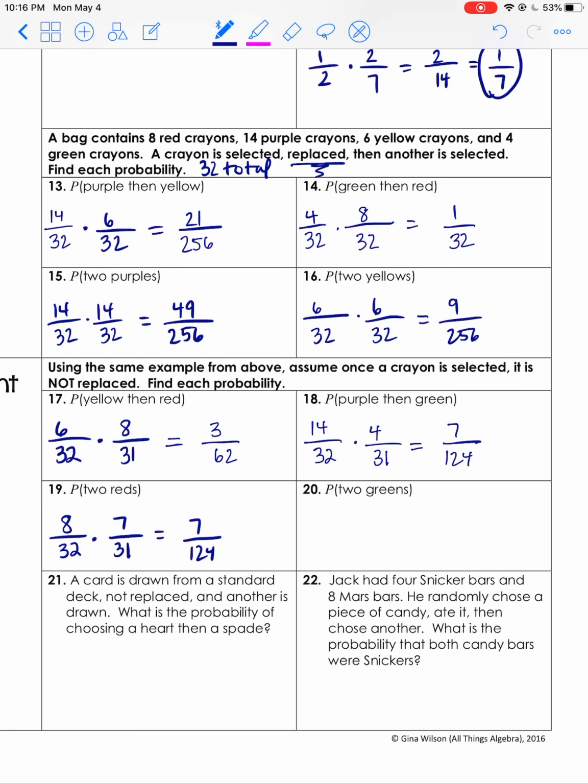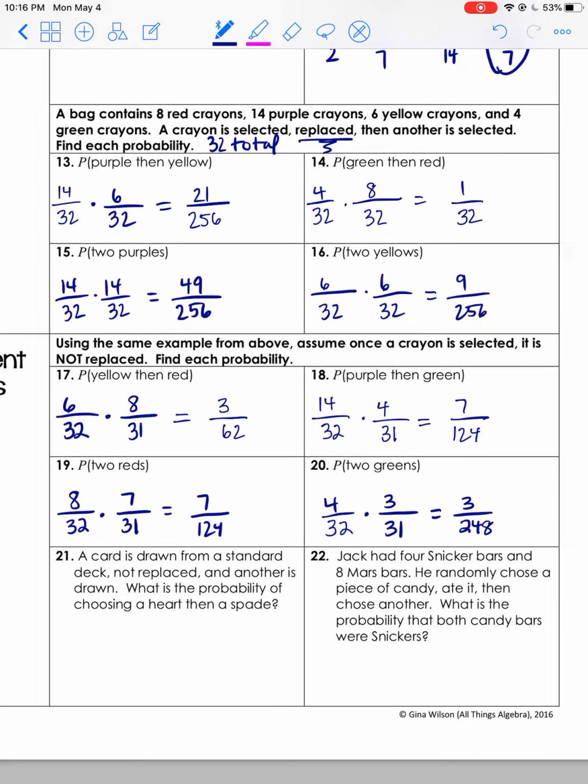Same thing for the 2 greens, right? Your first green is 4 out of 32, but then you don't put it back, so your second green is 3 out of 31. And again, my answers here are all simplified, so make sure you're simplifying. All right, just for fun, let's do these last 2, and then that will be it for the day.